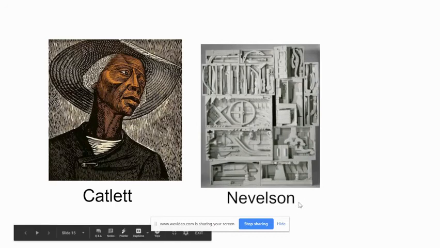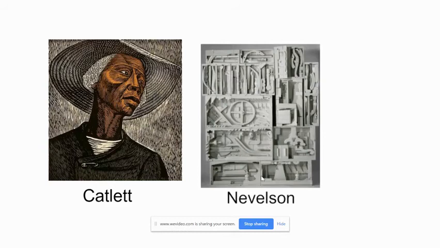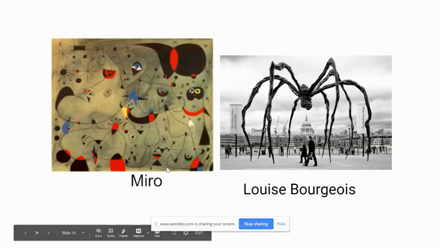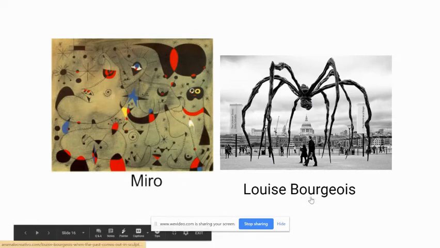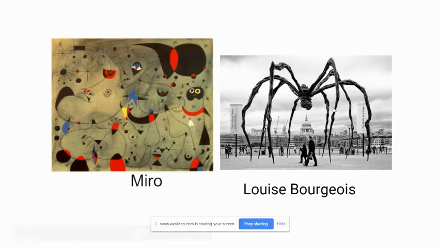This is Louise Nevelson. She's an assemblage artist, which means she pulls things together and puts them together to build her sculpture. So this is actually a steering wheel from a car. This is Joan Miro. I would classify him as a surrealist and abstract. This is Louise Bourgeois. She does these huge spiders and other really cool sculptures as well.